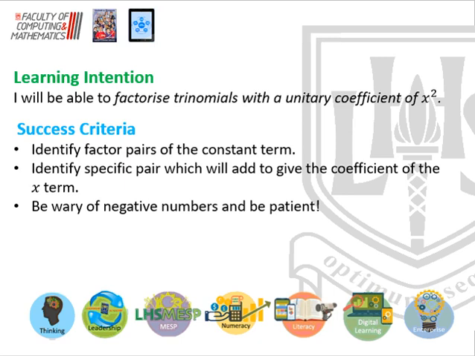Firstly, we're going to identify factor pairs of the constant term, the thing that tends to be at the end, that doesn't have any x's attached to it. Identify the specific pair which will add to give the coefficient of the x term, the number in front of the x term. And you need to be wary of negative numbers, and you need to be patient with this process, particularly when you get to the trickier ones.